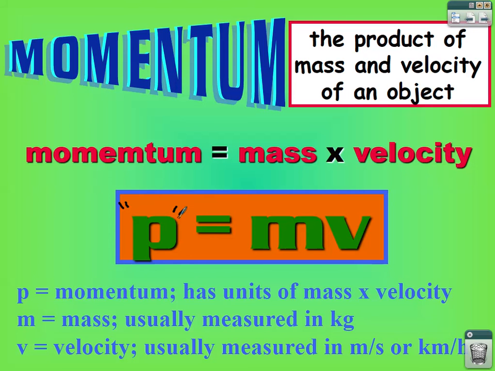Now there's no new special unit for momentum. What we'll usually see is we simply combine the units for mass and velocity. So momentum is measured in kilograms times meters over seconds. That would be the unit for momentum. There is no new unit; we just combine all the units involved to calculate it. But these are the two things that determine the momentum of the object, how much inertia it has.